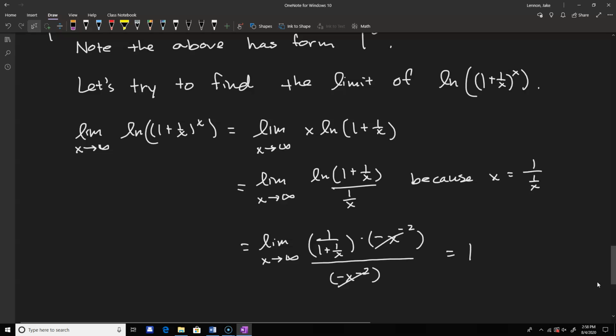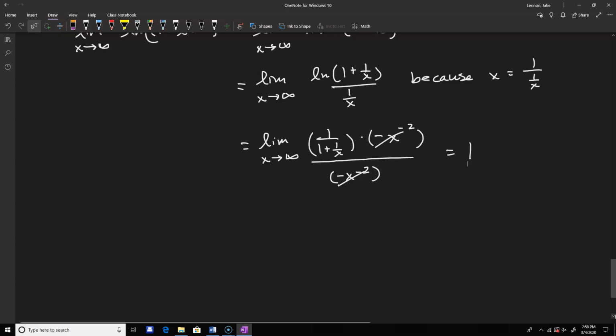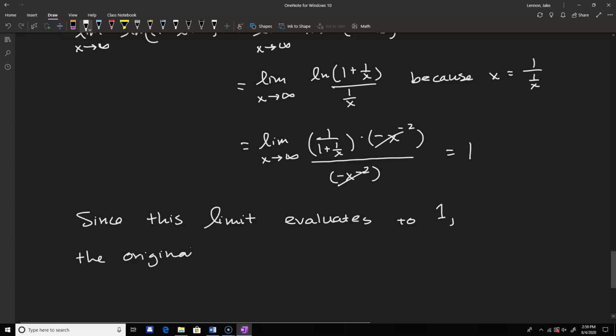Okay, so since this limit evaluates to 1, that tells us the original limit must be e, because we can just exponentiate to figure it out. The only way the natural log of a quantity could evaluate to 1 is if the quantity is e. The natural log of e is the only value that gives 1. So that's exactly what we have there.